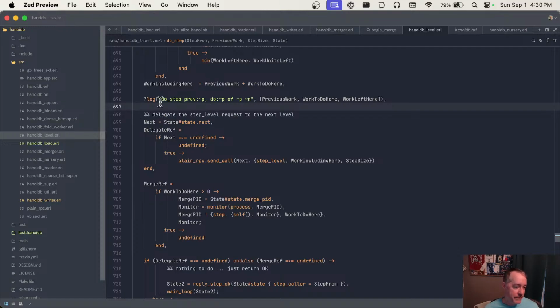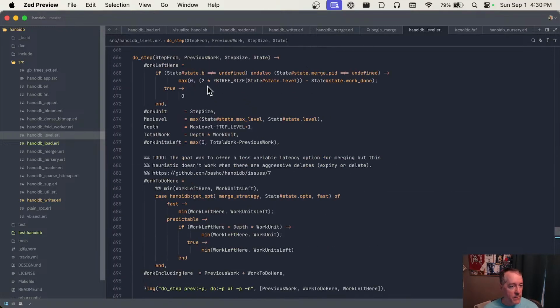Okay. So then, okay, so if there is a next level, ah, okay. So it's saying, hey, I'm about to do this amount of work, and here's the step size that I was given, so why don't you go do some too? So this is the cascading merge stuff.